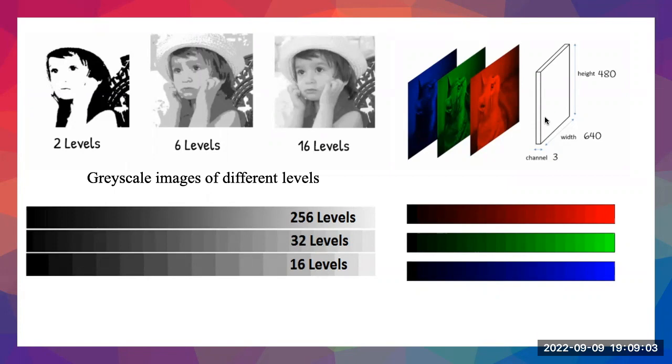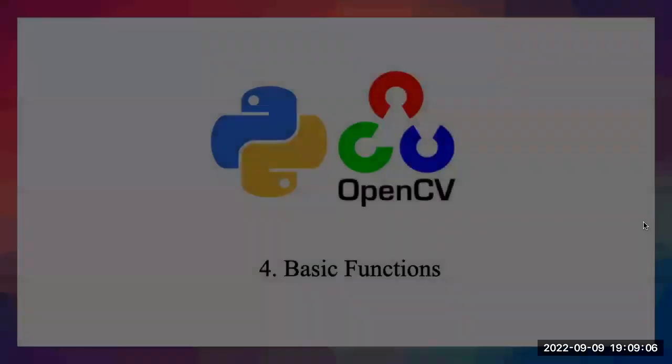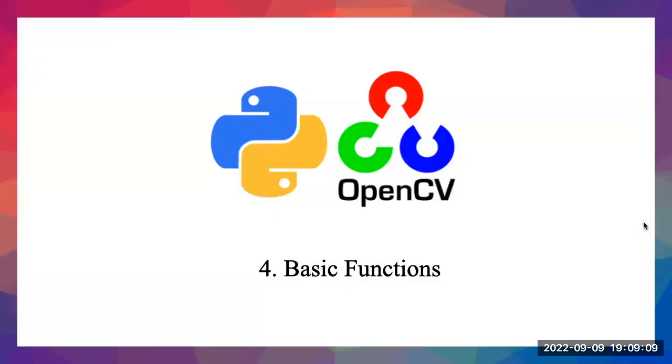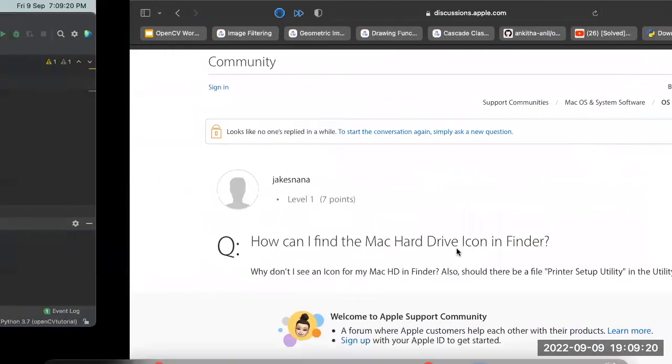Okay. Now, videos are the same thing as images, but continuous images, just images stacked together at the same time. So that's basically videos. Now let's get into coding, okay?